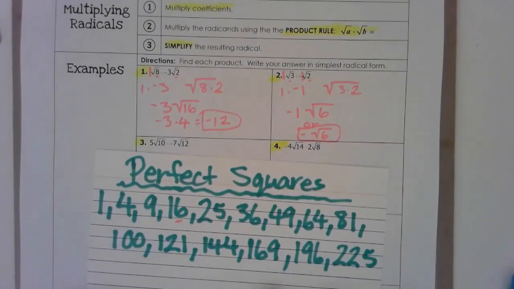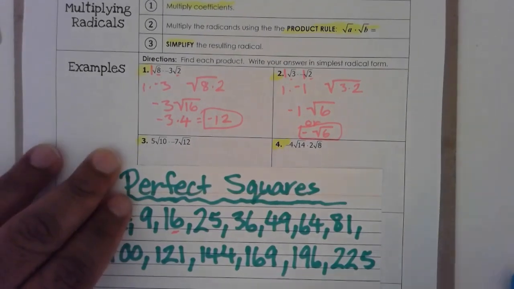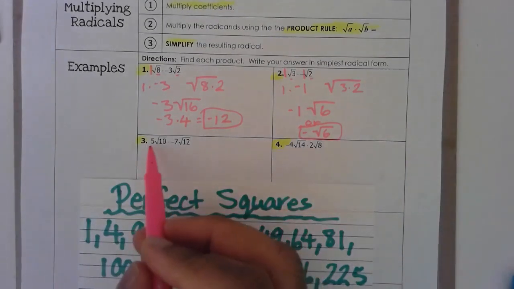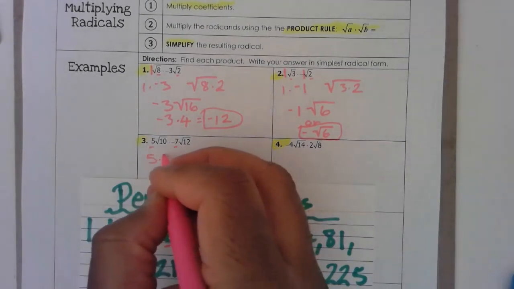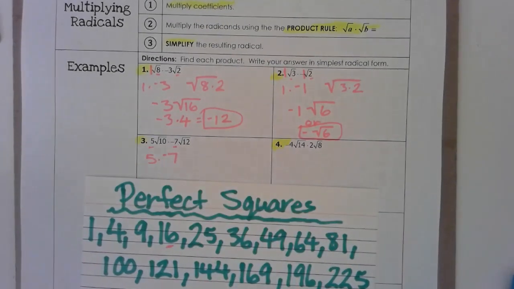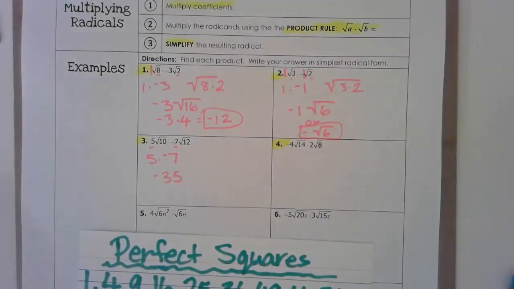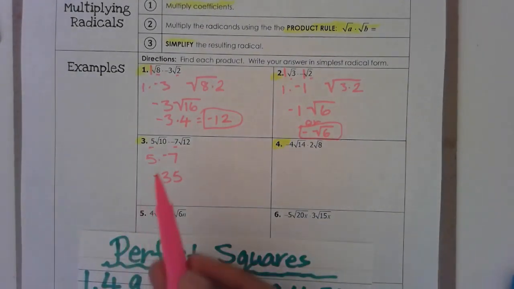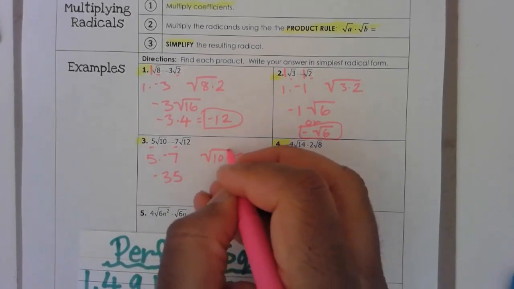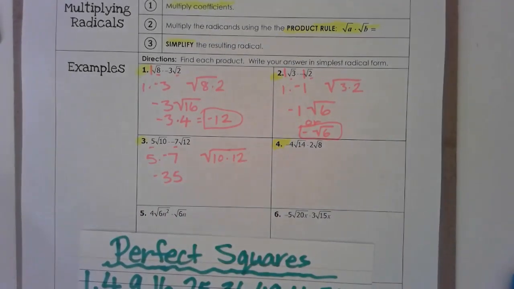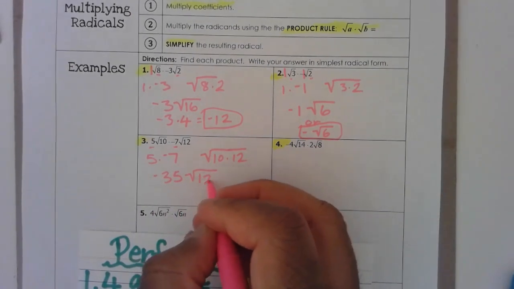All right, let's dive into number 3. And if you'll notice in our example on number 3 here, we now have numbers other than 1 as our coefficients. So we have a 5 times that -7. So we can multiply those, and I'm going to end up with a -35 on the outside, okay, once I've multiplied those. On the inside of my radical, I'm going to have the square root of 10 times the square root of 12. And so when I multiply those under the radical sign, I'm going to end up with the square root of 120.